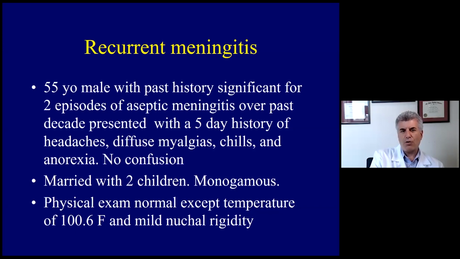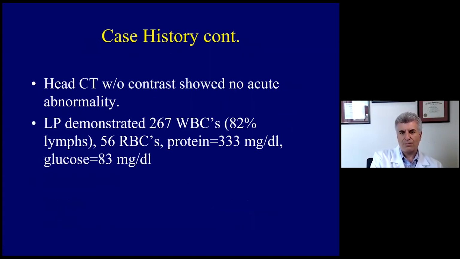It's a 55-year-old male with a past medical history significant for 2 episodes of aseptic meningitis over a decade before. He presents with 5-day history of headaches, diffuse muscle aches, chills, anorexia. There's no confusion. He's married with 2 children, monogamous. His exam's normal except for a low-grade temp at 100.6 Fahrenheit and mild neck stiffness. His head CT without contrast is normal.